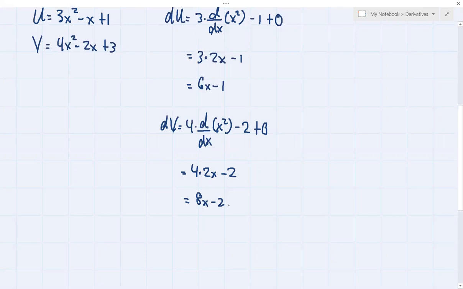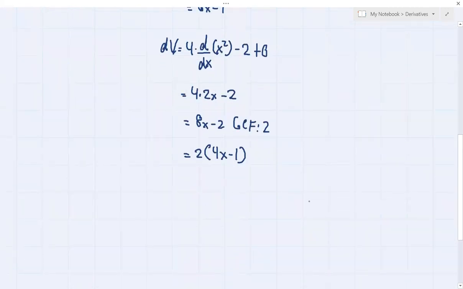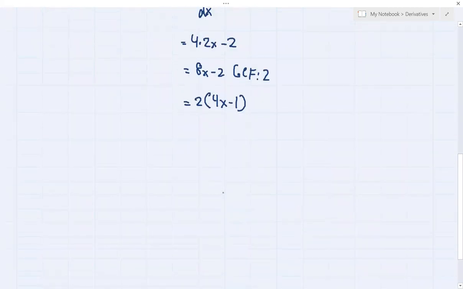Or, pwede mo namang siyang i-simplify. Because 8x at saka si negative 2 are both divisible by 2. At yan yung greatest common factor nilang dalawa, which is si 2. So let's factor out 2 in this expression. So we will have 2 times quantity 4x minus 1. So mahaba to. Pero kaya naman yan, guys. Okay, kasi last example lang naman to. Alright?